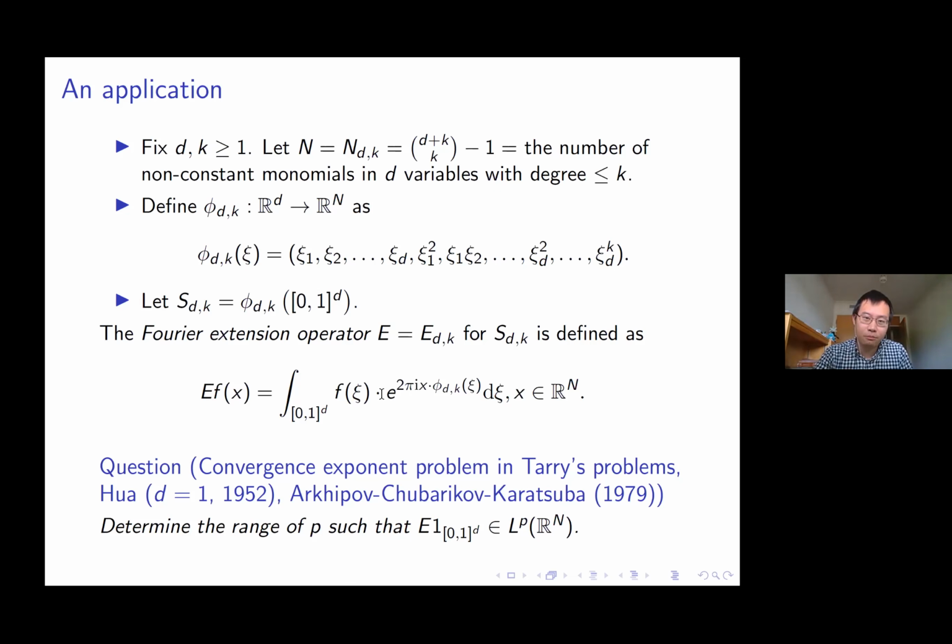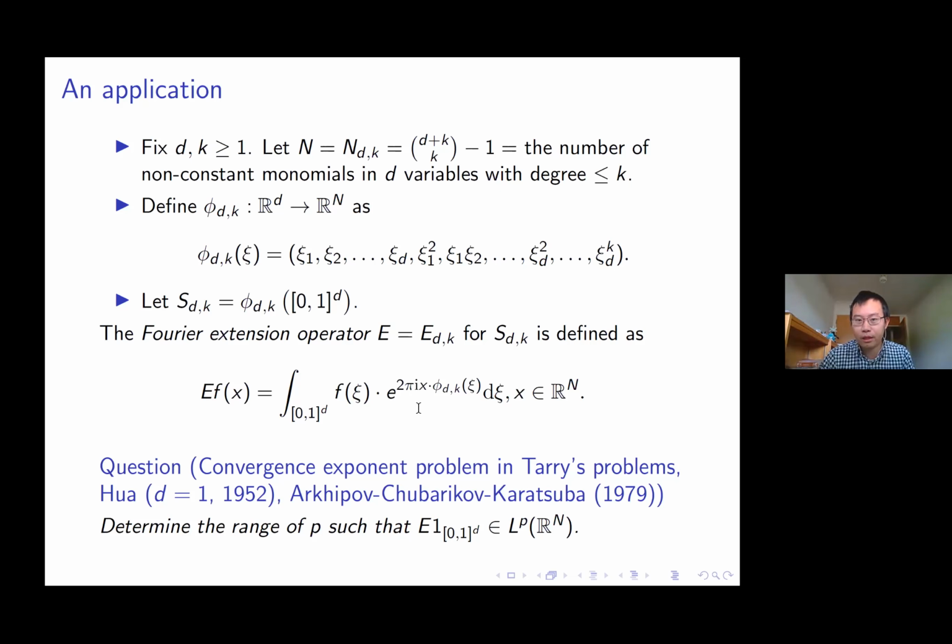So S_d,k is sometimes known as the Parsell-Vinogradov surface. And you can associate a Fourier extension operator to it. Unfortunately, because of time, I don't have more time to motivate the Fourier extension operator, but I'll just say that it's an important object in Fourier analysis. This operator is defined as the following. If you start with a function f on the unit cube in d dimensions, then you integrate it against e to the 2 pi i x dot product with phi, where x is in R^N rather than the small dimension d. So you formally define this operator.